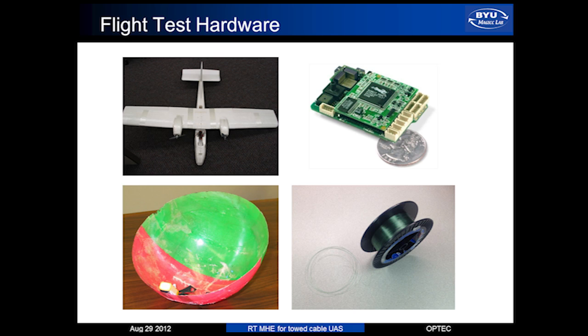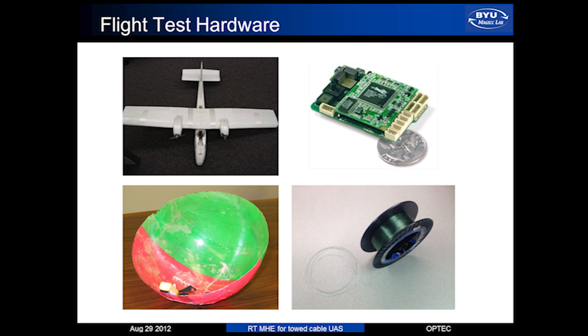Here are some figures for the hardware we use. The first one is the mothership. The wingspan is about 1.5 meters, and it has two motors which can give more power to drag both the cable and jog. The upper right one is the autopilot. We use all three aircraft systems. And the lower left figure is the jog we use in this preliminary flight test.